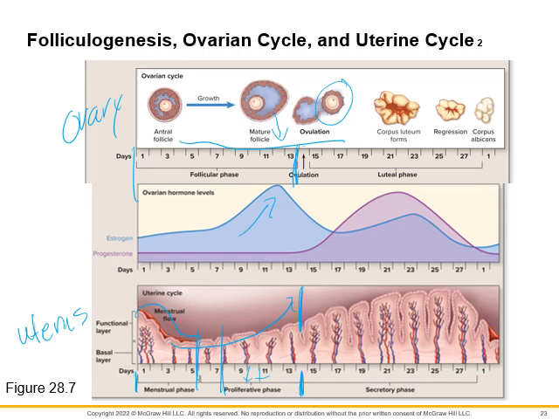Then we can see that the progesterone is really high in the luteal phase, right? So that's directly related to the corpus luteum secreting high levels of progesterone. And you can see that there's a lot more blood vessels, right? So high degree of vascularization, and then we have this nice thicker endometrial lining.